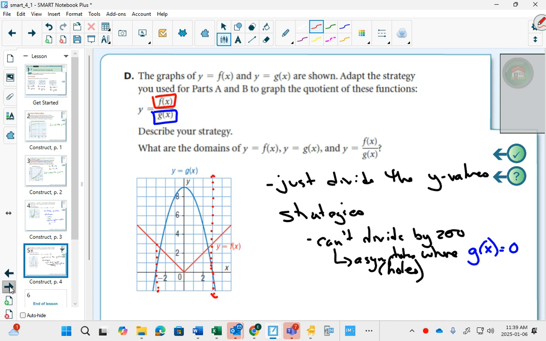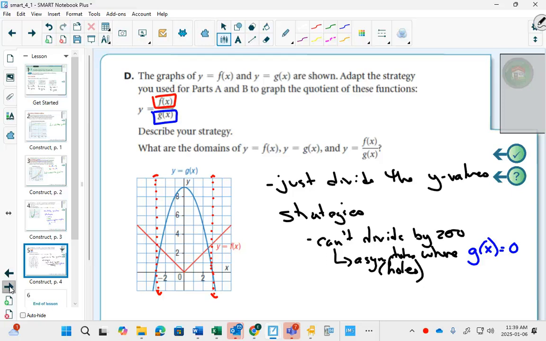The only way on a graph that you would get a hole, does it make sense that the graphs would have to cross there? They both have to have the same x-intercept? Because then that factor would cancel out with the factor on the bottom. In almost every example, they're going to have ones like this, where you get asymptotes. I think there might be one example in the whole unit with a hole. So you can't divide by 0, absolutely.